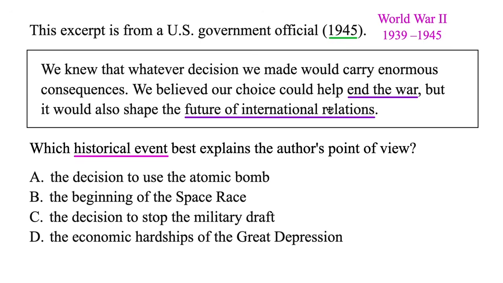Let's read the options. The first one, the decision to use the atomic bomb. Now, the atomic bomb, it was developed during this time, and it was intended to help end the war. But also, it did shape the future of relationships between countries, and that's what the Cold War was primarily about. What would happen when other countries also got atomic bombs or nuclear weapons? So A, this definitely seems to fit really well.